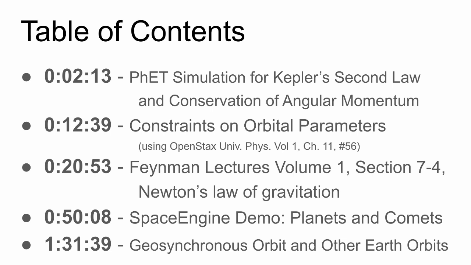We have a demonstration of constraints on orbital parameters from a homework problem back in chapter 11, where not properly accounting for Newton's law of gravity could result in unphysical orbital parameters. More of a problem for physics textbook question writers than physics students.